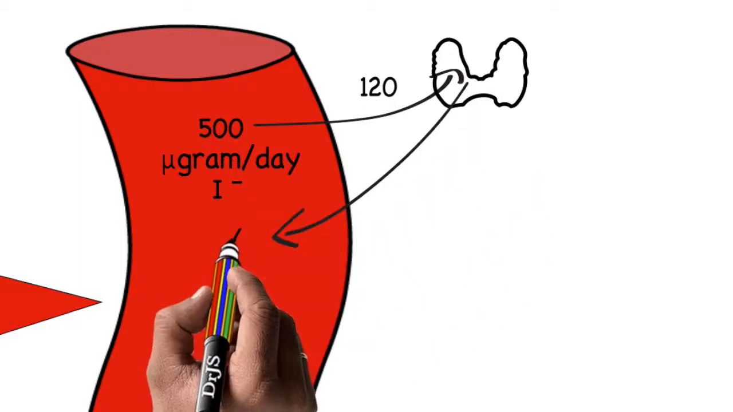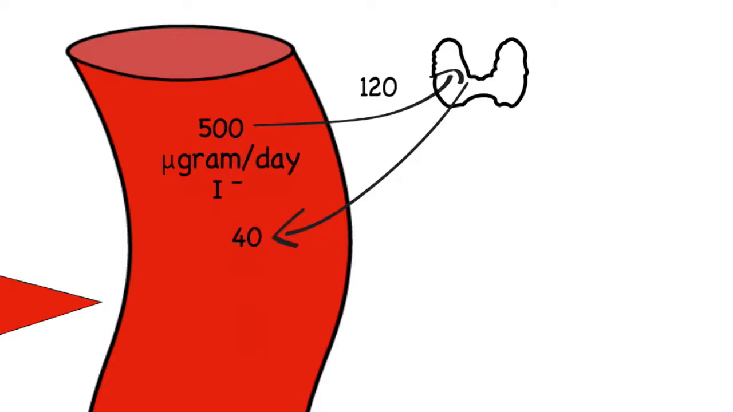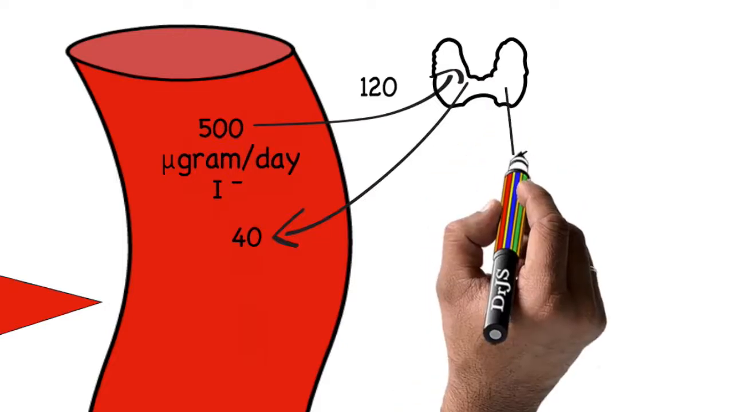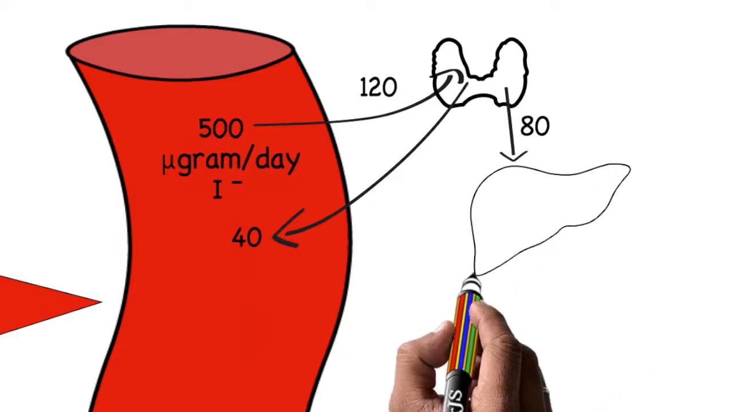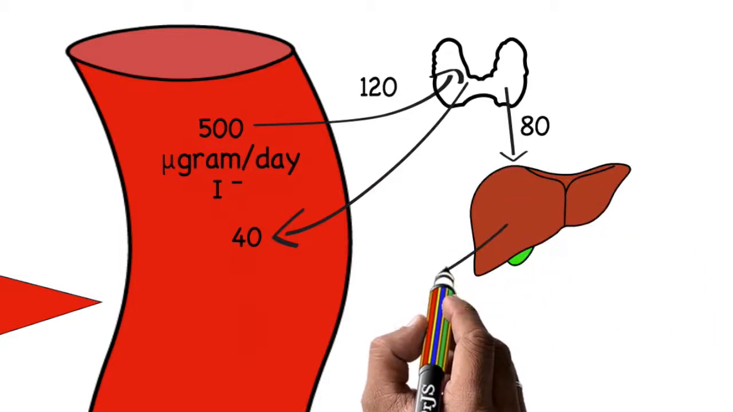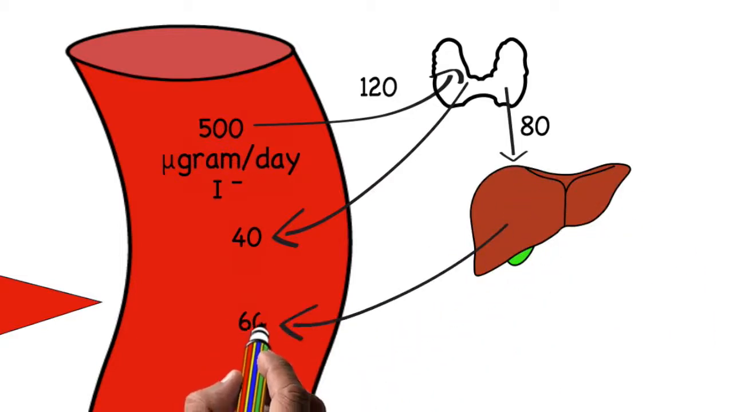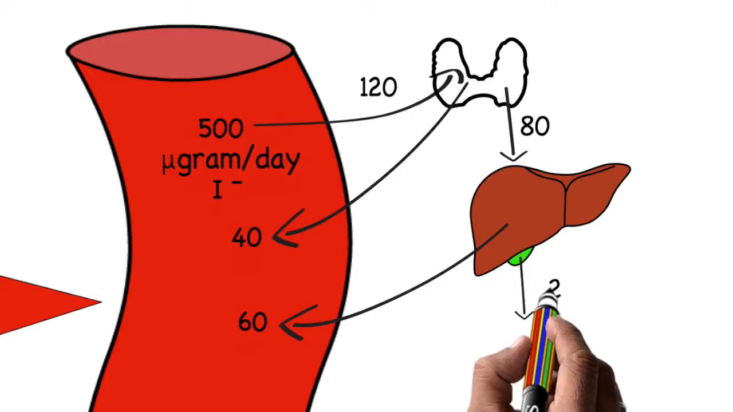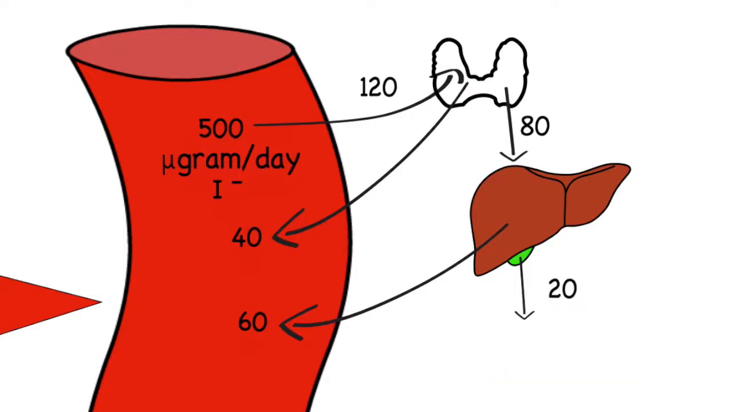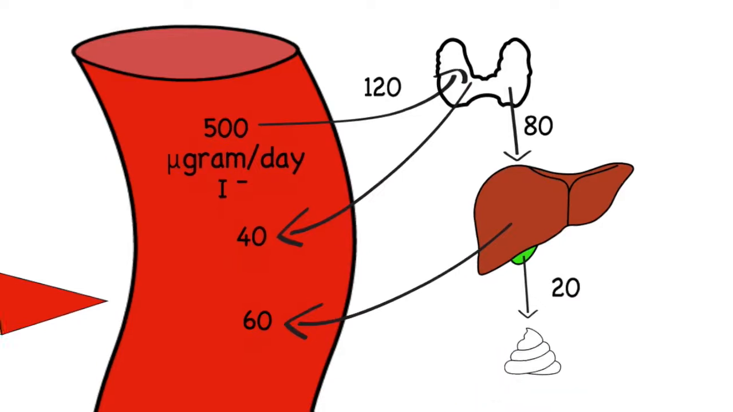40 micrograms per day iodide diffuses back into the extracellular fluid and 80 micrograms per day is secreted by thyroid in the form of T3 and T4. Further 60 micrograms per day is secreted to ECF. Some thyroid hormone derivatives are secreted in the bile. Approximately 20 micrograms per day iodide is lost in the stool.